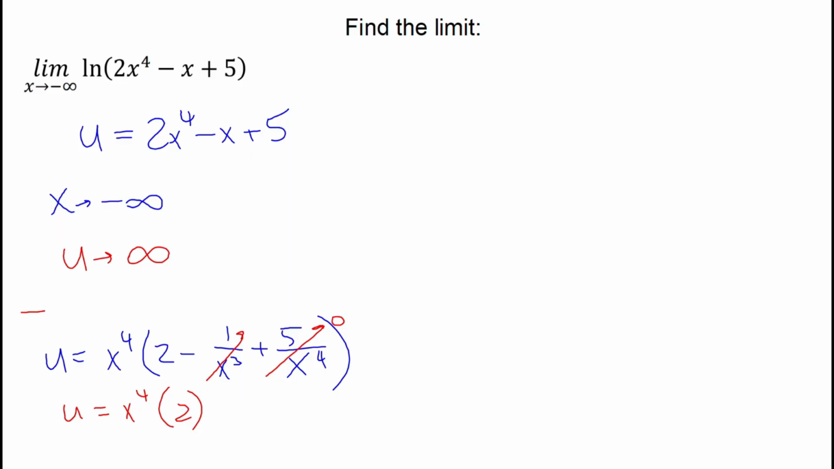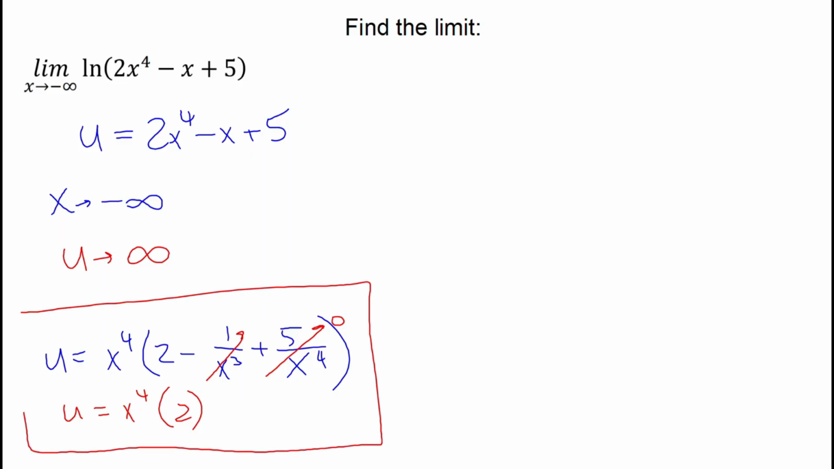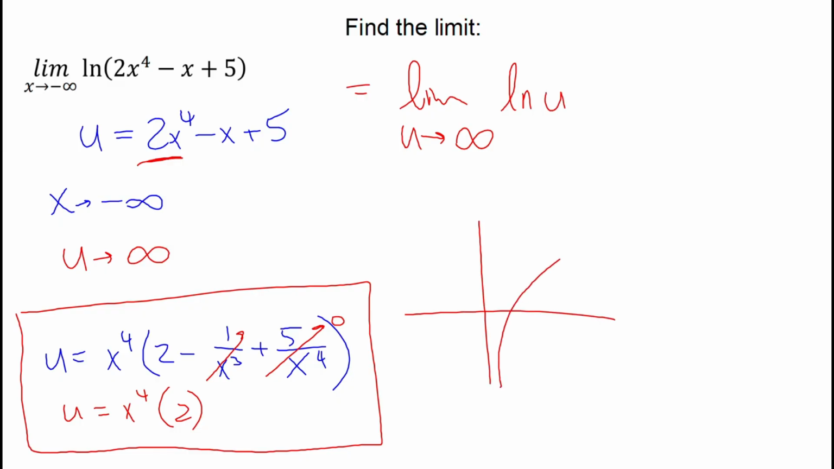So you don't have to show all of this work out, but that's why we can say that the 2x to the fourth dominates. And this just becomes a limit as u approaches positive infinity now of the natural log of u. And of course, what do we know about the natural log function? Well, it looks like this, and as x goes to infinity, it increases without bound. Very slowly, but it does increase without bound towards infinity forever.